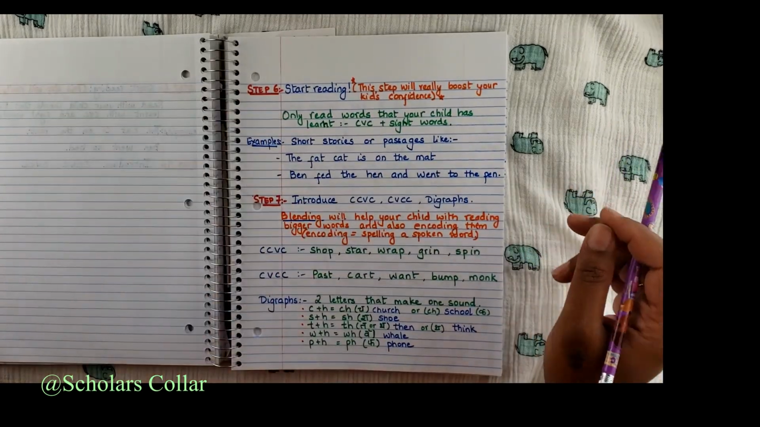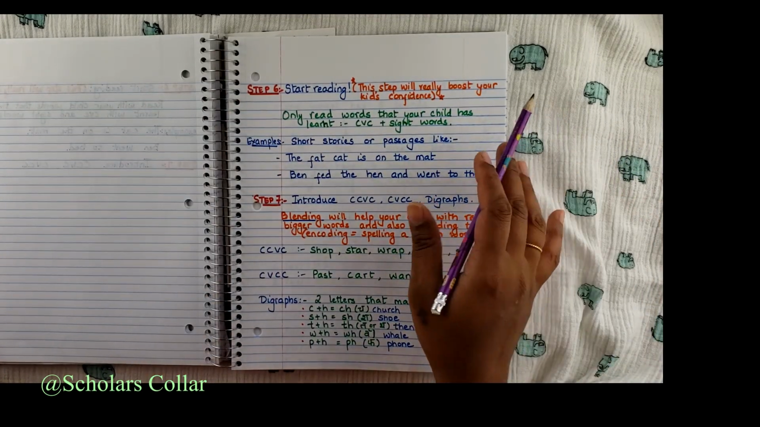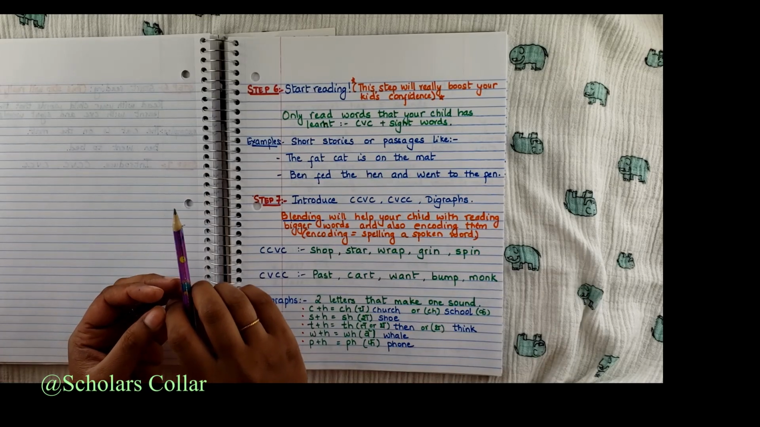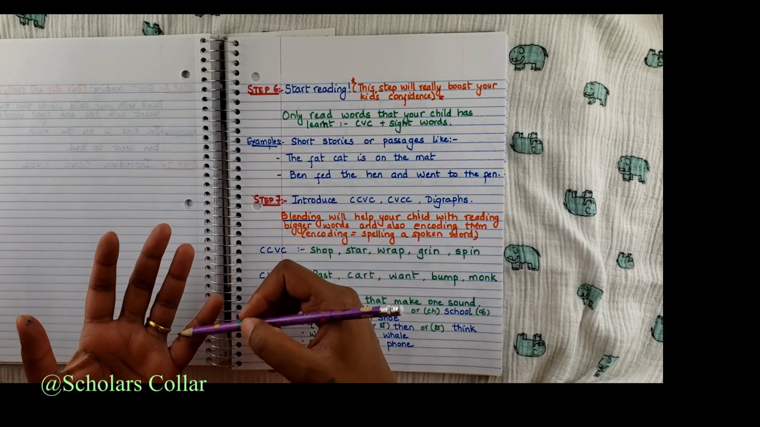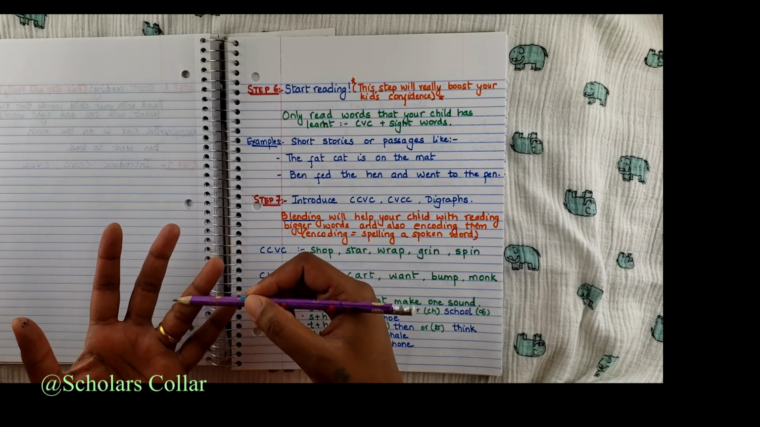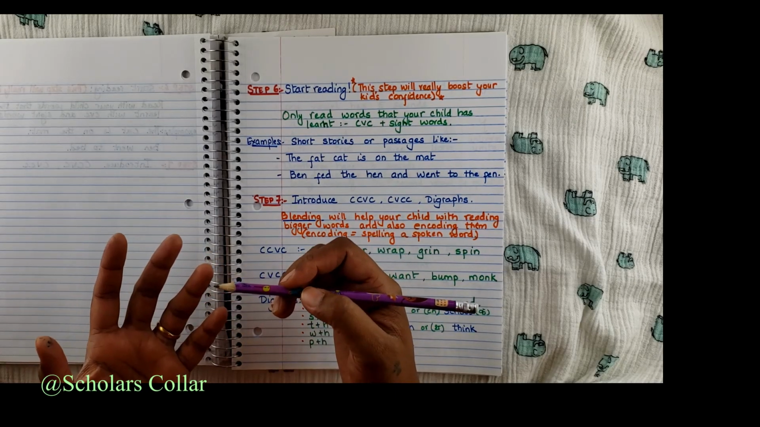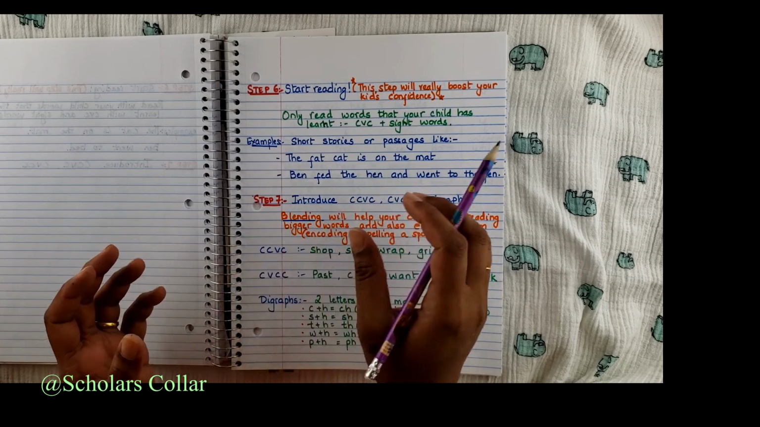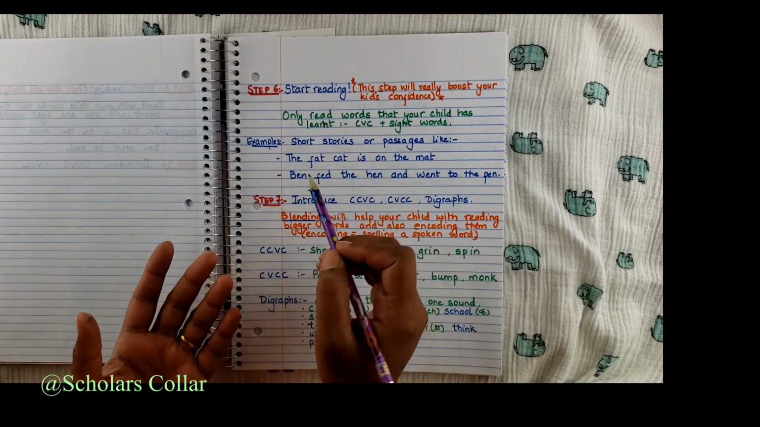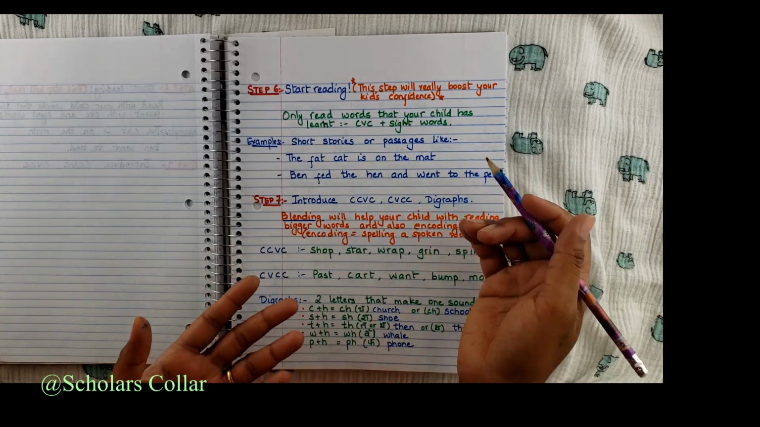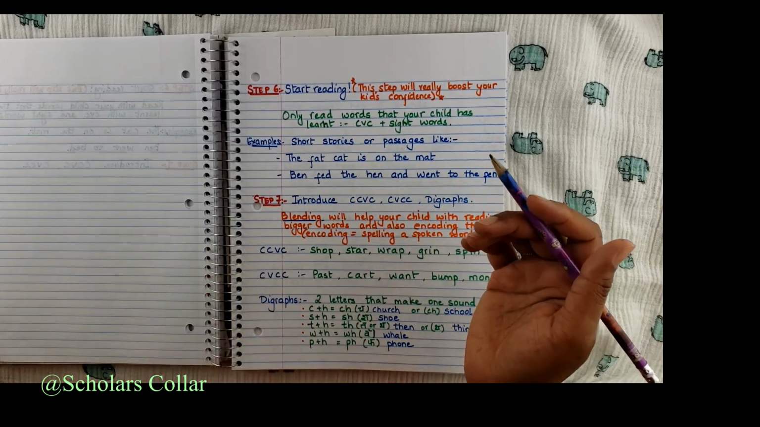Step 6, where you start reading. So this is very important. You want to pick the books that have the words that your child has learned. Like the sight words that your child has learned, and the word families that your child has learned. And then just pick those. Sentences will be very short, like passages like these. The fat cat is on the mat. Ben fed the hen, penned the pen, so on and so forth.